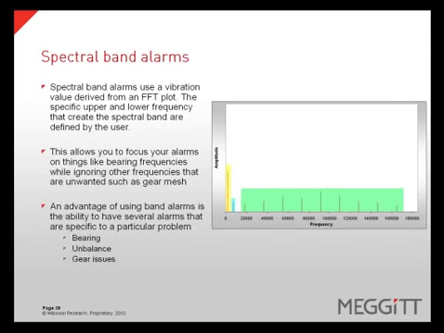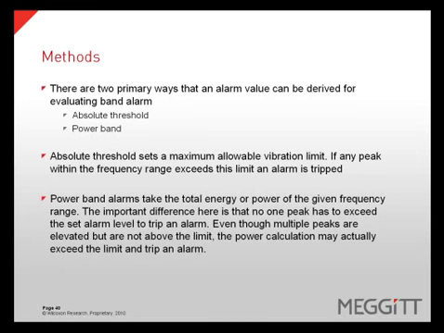Spectral band alarms use a vibration value derived from a spectrum. The user typically sets the lower frequency cutoff and the upper frequency cutoff, and only the energy within the defined range is used for the alarm. This method allows for more focused alarms that can be specific to a particular type of fault, such as bearing frequencies, while ignoring other frequencies that could cause false alarms like gear mesh. One of the advantages of using spectral band alarms is the ability to have several alarms, each set for a specific type of fault. When calculating the spectral band levels, there are primarily 2 ways to go about it.